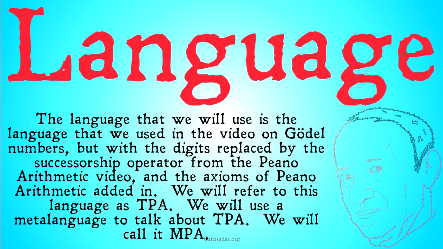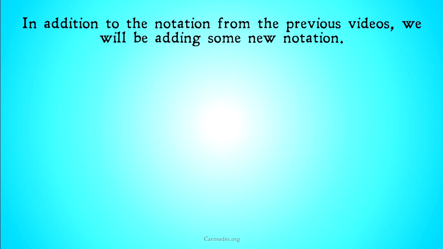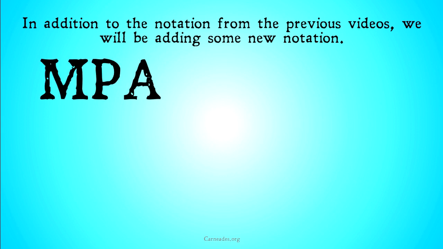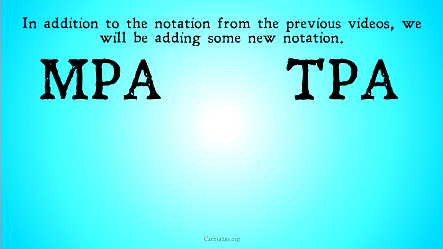We will use a meta-language to talk about TPA, and we'll call it MPA, the meta-language of Peano arithmetic. This meta-language is also the language we're just generally discussing in. And because we're not using Tarski specifically, we're not going to talk too much about meta-languages and object languages. But to get a basic sense, we're going to now add some, not all, but some of the notation that's going to be necessary here, both in MPA and TPA.